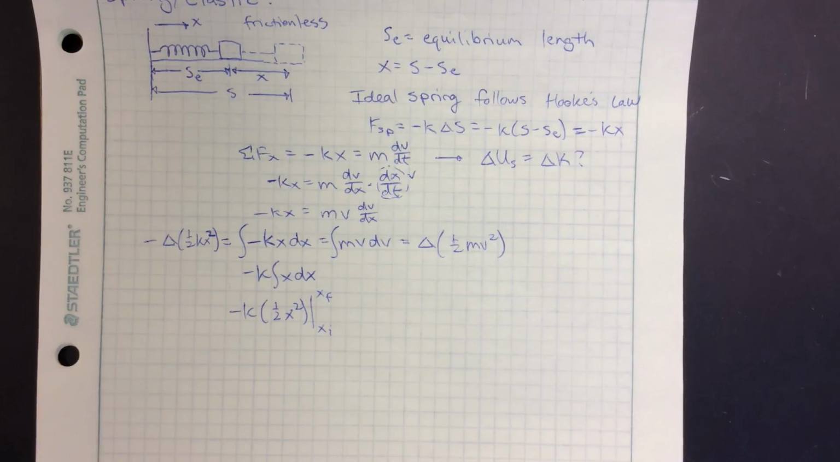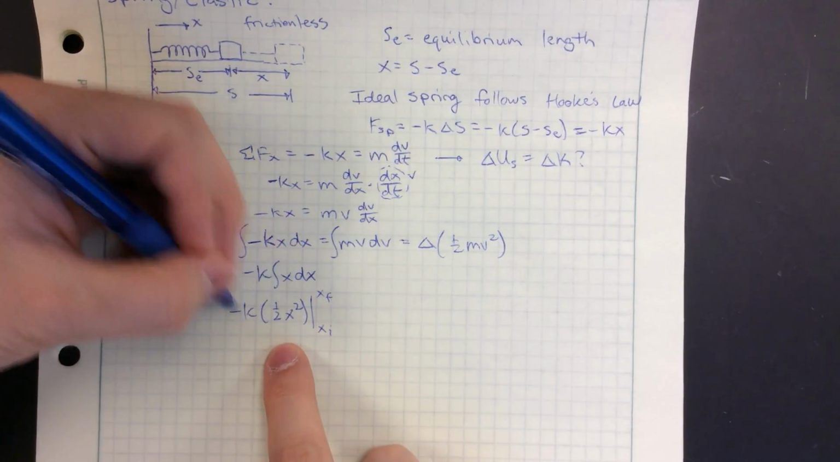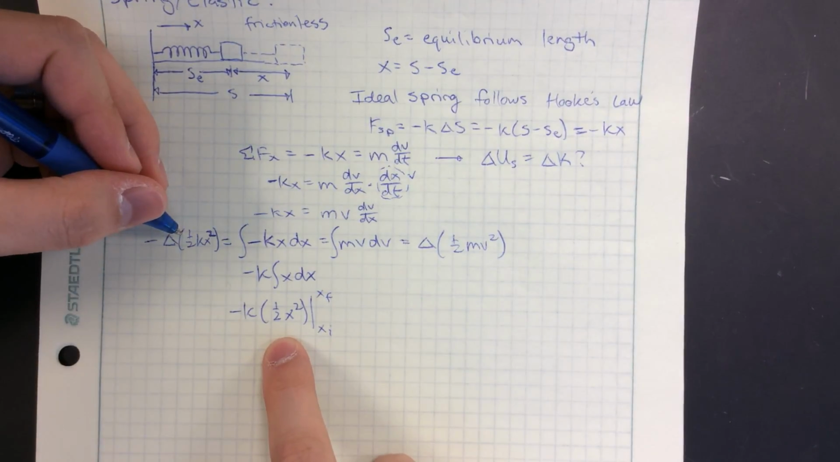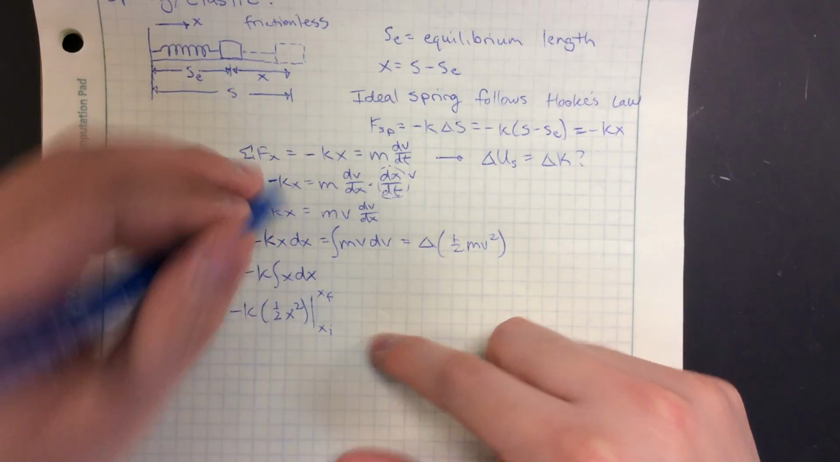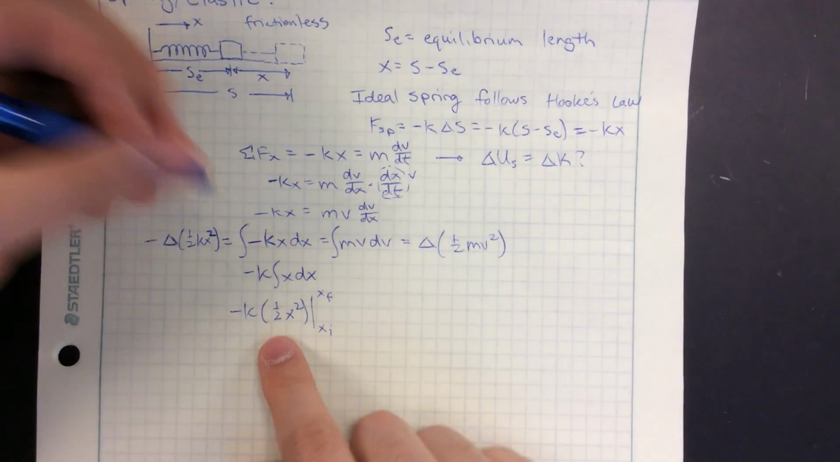You're adding up a range of little slices, right? And so that's where the 1/2 kx squared is coming from. And this is where it's the change in it. The change is recognizing that it's from some initial to some final spot.